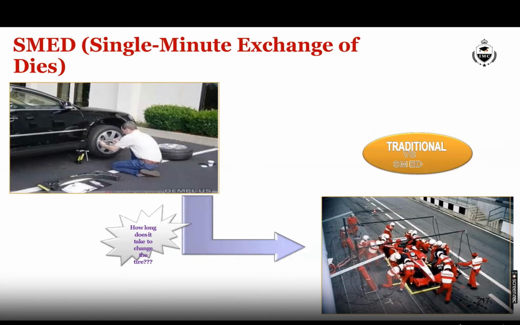But in case of a motor rally below, I am not sure how many of you have noticed how motor rally tires are changed. At that time the tires are changed, the engine does not stop. The engine keeps on running. So when the tire has been changed, the car picks up speed immediately and runs. So which one is faster? Obviously the lower one, that is the SMED mode of work in a machine.